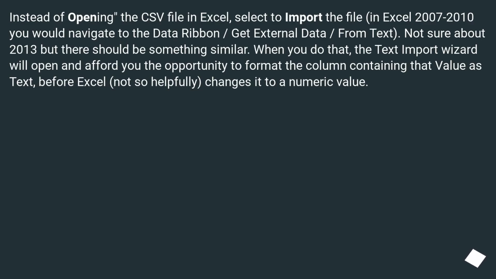Instead of opening the CSV file in Excel, select to import the file. In Excel 2007 to 2010 you would navigate to the Data ribbon, Get External Data, From Text. Not sure about 2013, but there should be something similar. When you do that, the text import wizard will open and afford you the opportunity to format the column containing that value as text, before Excel, not so helpfully, changes it to a numeric value.